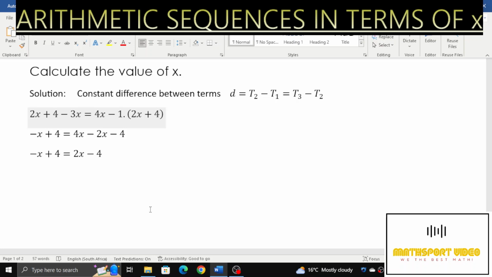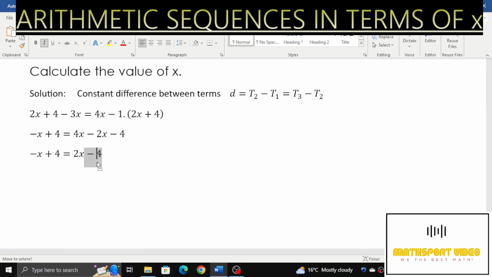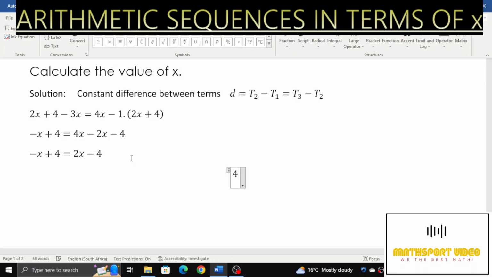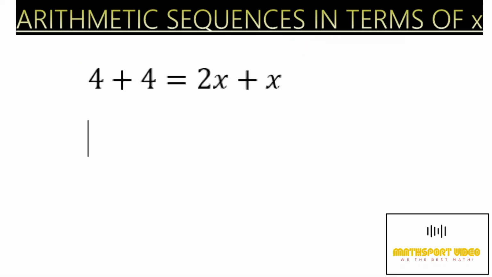Then what we can do over here is we need to obviously make a decision where to bring the x's. I'm going to take the x's where there are more x's, which is here where the 2x is. So I'm going to take this negative x and bring it over, change it into plus x, and then take this minus 4, bring it over that way, and then change it into plus 4. So the result is going to be that I have 4 plus 4 is equals to 2x plus x. Continuing, we get 8 equals to 3x.